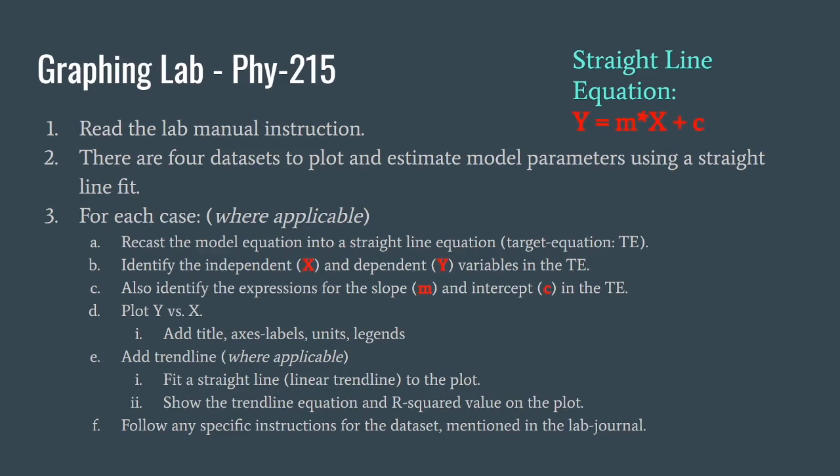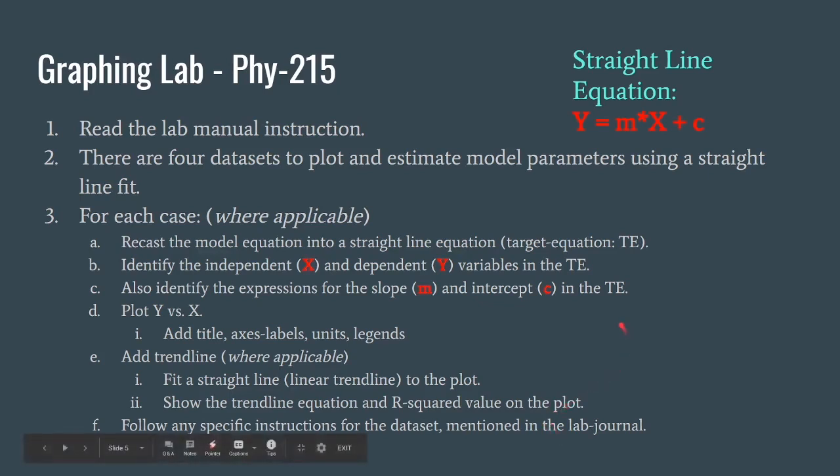Once we have this, we plot x and y, and then we add titles, axis labels, units, and legends wherever applicable, and finally for datasets 1, 2, and 3 we add a trend line as well. When we add a trend line, we make sure that we display the equation of the straight line fit and also the r squared value of the fit. R squared is a measure of goodness of fit. It tells you how good the fit is. It ranges from 0 to 1. For linearly distributed data, if you fit a linear trend line, the closer the value of r squared is to 1, the better the fit.